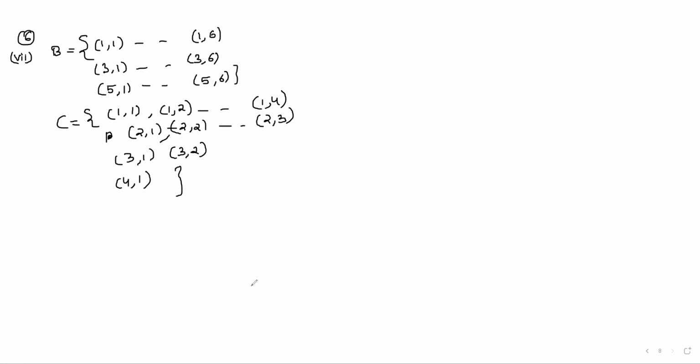Let me see. For the fifth part, 2,4, 2,5, 2,6 is not coming. Then 4,2, 4,3, 4,4, 4,5, 4,6, 6,1, 6,2, 6,3, 6,4, 6,5, 6,6. No sir, 1,5 is also there. 1,5 will not come. We are talking about A minus C, right? 1 minute sir. Yes sir, the fifth part is done.